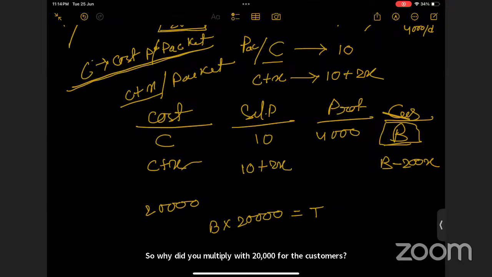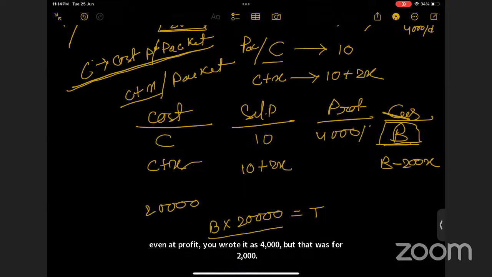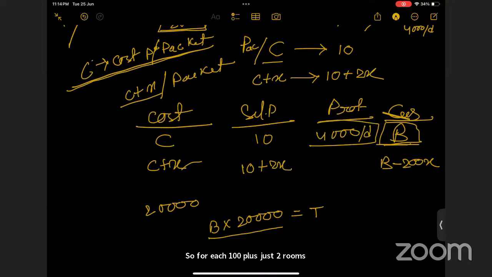We want to find the value of number of customers. So if we just multiply the number of customers... okay, just wait. And ma'am, even that profit, you wrote it as 4,000, but that was for 2,000 packets. So for each one, it was just 2 rupees. This is per day. Okay. Profit is per day.